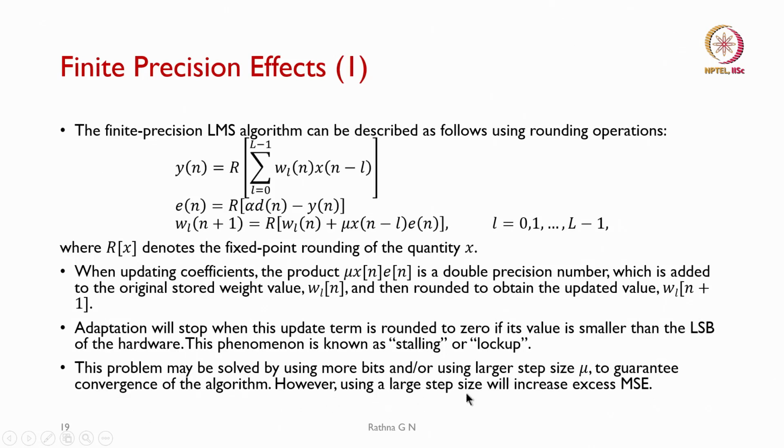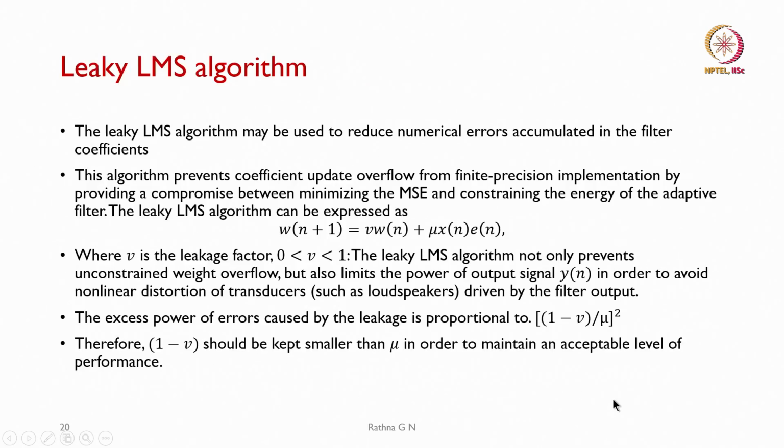However, we know that using a larger step size will increase our mean square error. So, the other variant of the LMS algorithm is the leaky LMS algorithm, which is defined to reduce numerical errors accumulated in the filter coefficients. This algorithm prevents coefficient update overflow from the finite precision implementation by providing a compromise between minimizing the mean square error and constraining the energy of the adaptive filter.